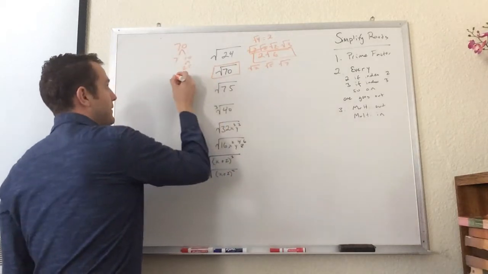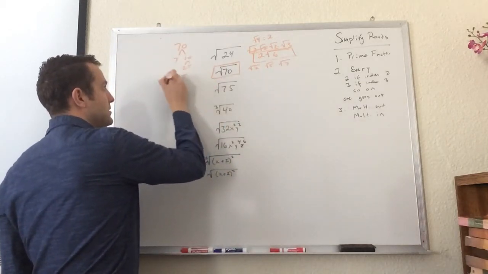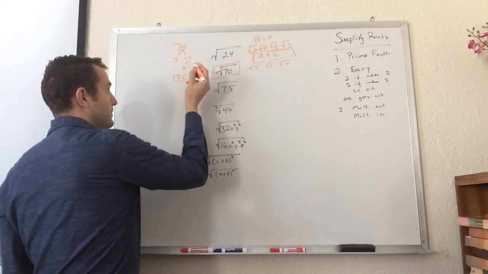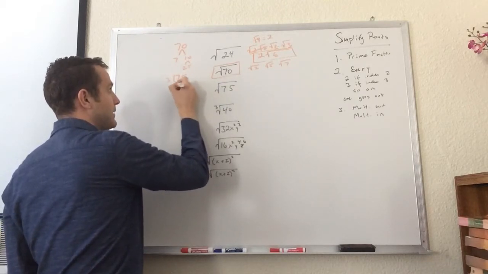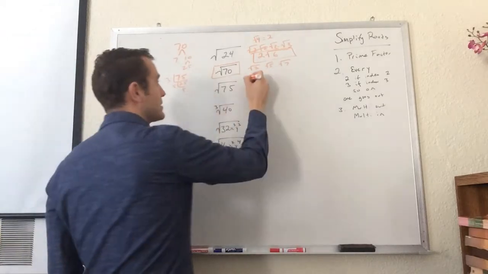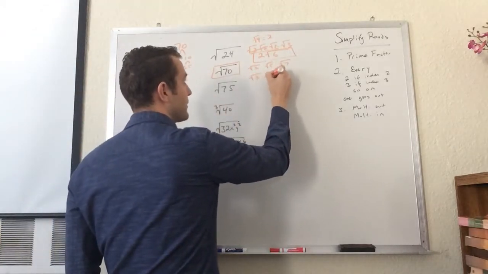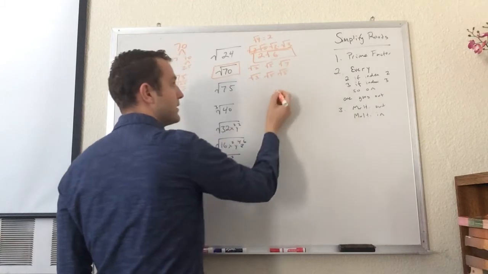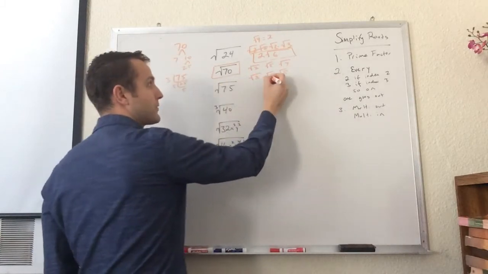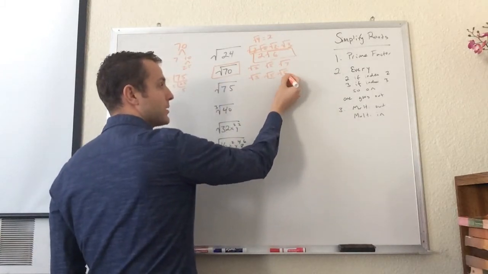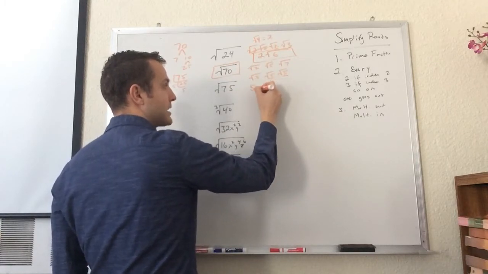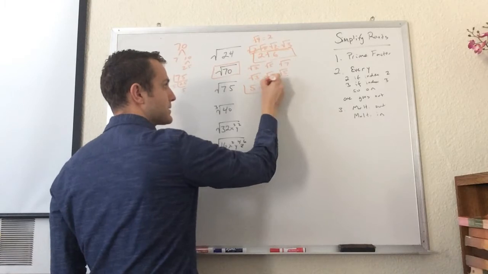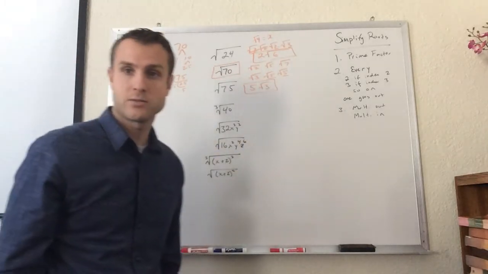Square root of 75. I'll do division by primes, so it can be divided by 3. That's going to be 25, and then 5 and 5. So I have the square root of 3, the square root of 5, and the square root of 5. This is a square root, so every 2, square root of 5 times the square root of 5 is 5. And then I just have the square root of 3 left. So my answer is 5 square root of 3.